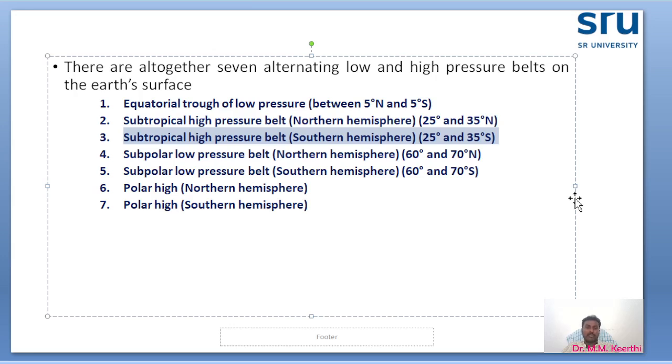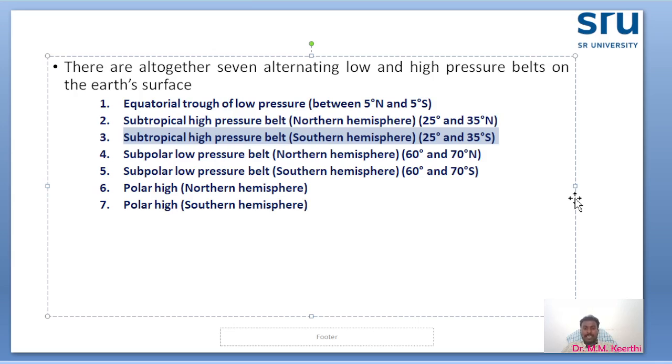The fourth one is the subpolar low pressure belt. It comes under the northern hemisphere, 60 to 70 degrees north. The subpolar low pressure belt in the southern hemisphere is 60 to 70 degrees south. So you see, in the northern and southern hemispheres, high pressure will be there, and low pressure will be there.